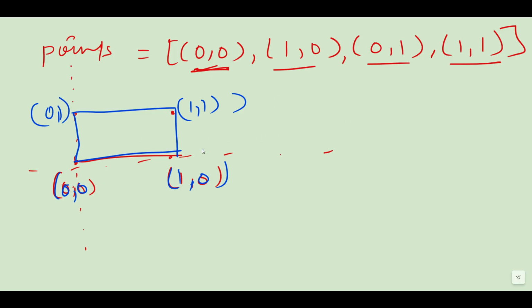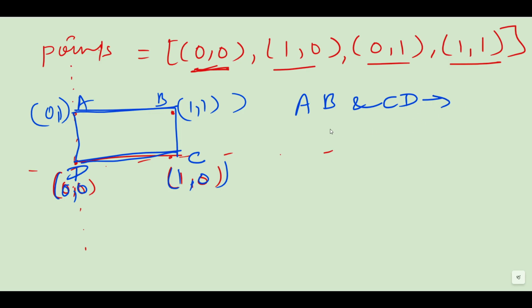Okay, so we form the square. Now understand, if we name the points A, B, C and D, can we say that A, B and C, D, these two are horizontal?